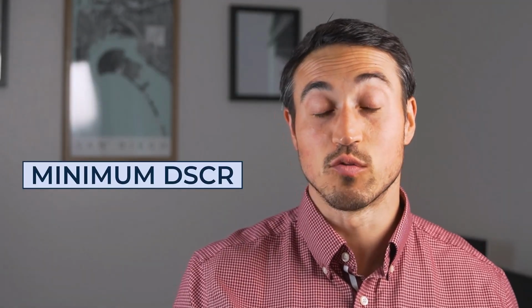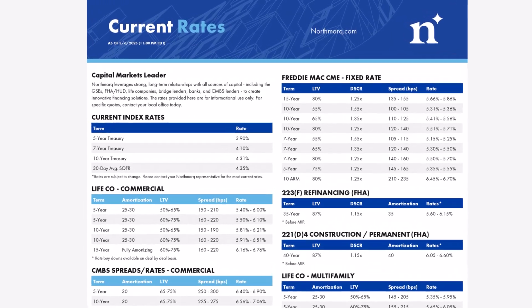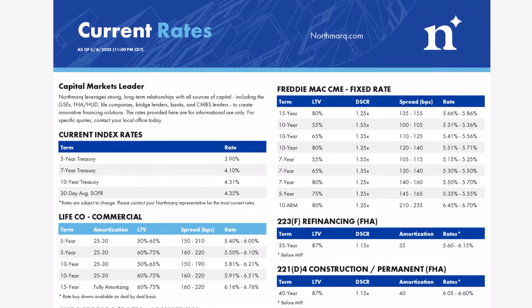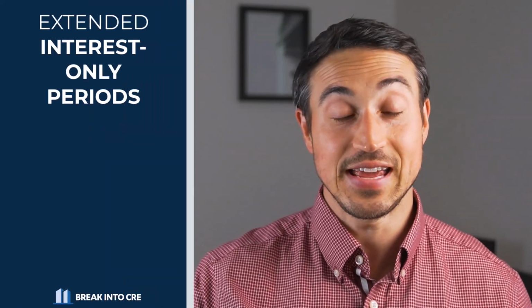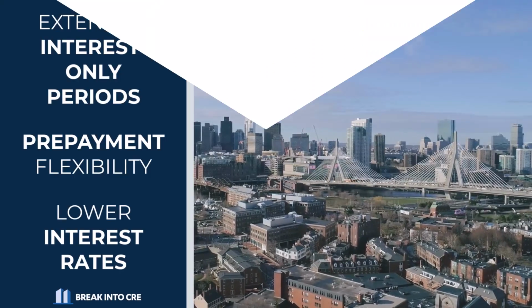And because this metric is such a good barometer of risk, lenders will typically set a minimum DSCR figure, which can vary based on the property type and the general risk profile of a deal, but in most cases, this will come in somewhere between about 1.2x and 1.5x. And because higher debt service coverage ratios typically reduce the lender's risk, these will also often come along with more attractive loan terms overall, like extended interest-only periods, prepayment flexibility, and in some cases, even a lower interest rate.